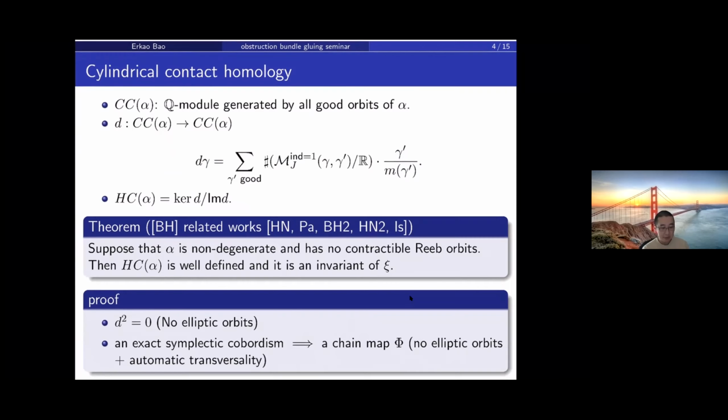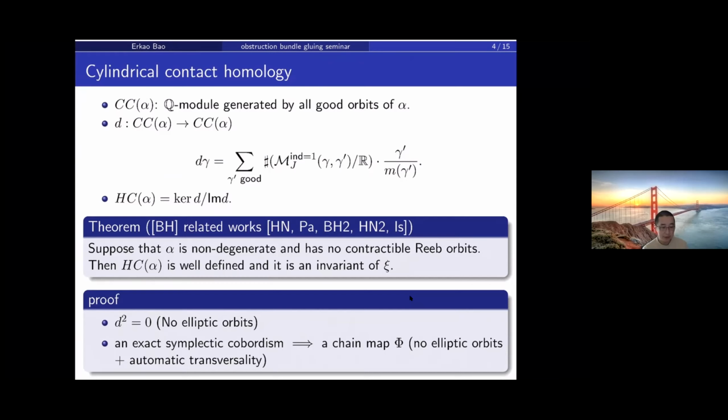this theorem. Suppose alpha is non-degenerate and has no contractible Reeb orbits, then the cylindrical contact homology is well defined, and it is also an invariant of the contact structure. In particular, it's independent of the contact form we choose, and also independent of the almost complex structure we choose.